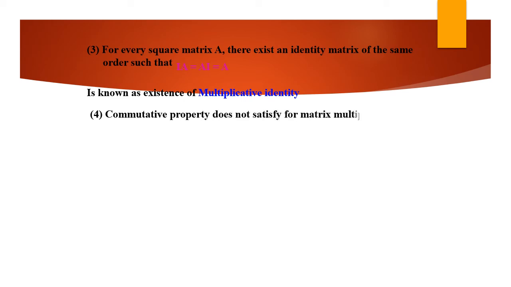So this is known as the distributive law for multiplication of matrices. Property number 3. For every square matrix A, there exists an identity matrix of the same order such that I into A is equal to A into I, which is equal to A. So here I is known as the multiplicative identity. Next, property number 4. Commutative property does not satisfy for matrix multiplication, that is A into B is not equal to B into A.